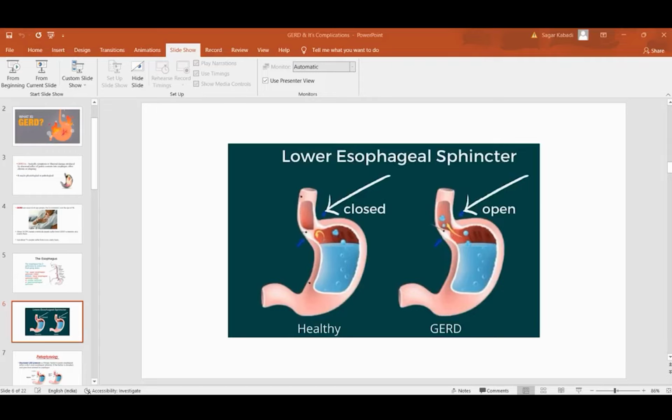Now let us come to complications. What happens when you don't treat GERD symptoms? There is something called erosive esophagitis. The tissue you are looking at here on the left side is normal tissue. This tissue here is because of the acid reflux that has happened into the lower esophagus. It is almost like the tissue is burnt.